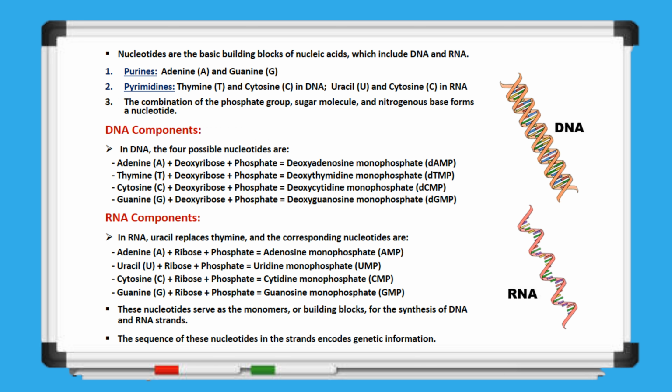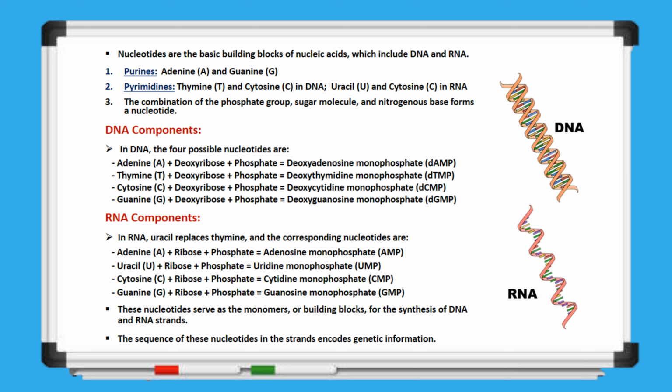Now that we've understood what nucleotides are made of, let's move a little further to see how they actually function as the basic building blocks of nucleic acids, which include both DNA and RNA. To help us understand this better, let's first look at the types of nitrogenous bases found in these nucleotides. There are 2 main categories. First, we have the purines, which include adenine and guanine.